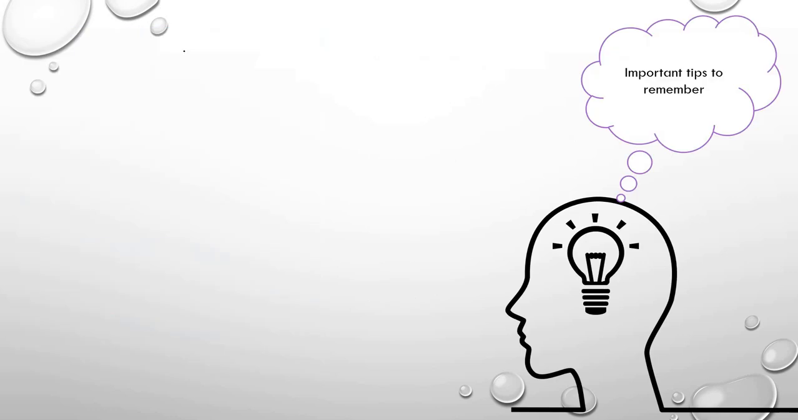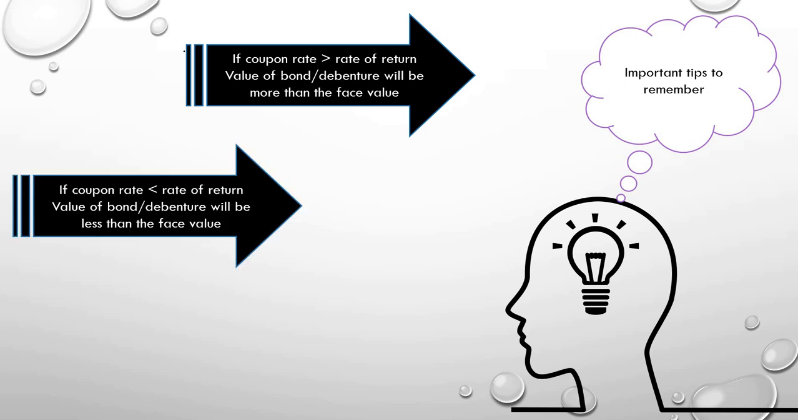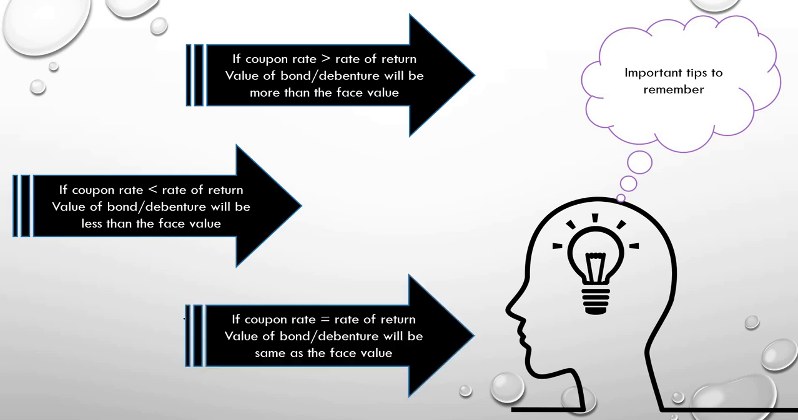So before moving further, you just have to remember these points. If the coupon rate is greater than the rate of return, which is KD, the value of the bond or debenture will be more than the face value. And if the coupon rate is less than the rate of return or KD, the value of the bond or debenture will be less than the face value. So we are right now moving in this part. Our coupon rate is 10% and the market rate of return should be more than 10% because our value is less than face value. And if the coupon rate is the same as the market rate of return, the bond or debenture value will be the same as the face value.